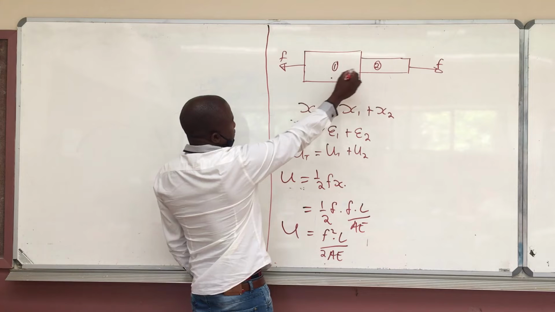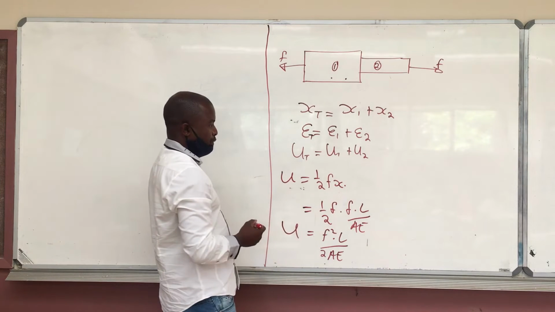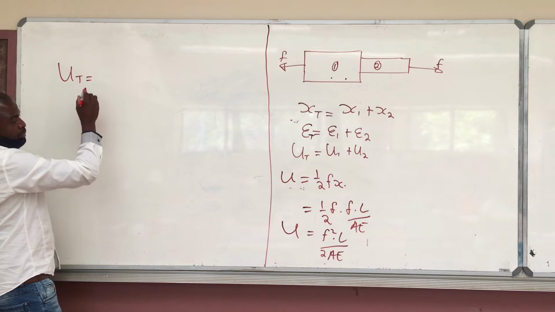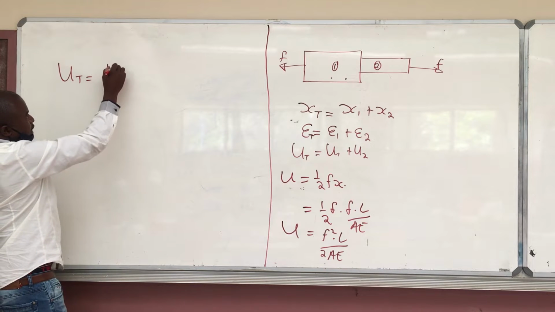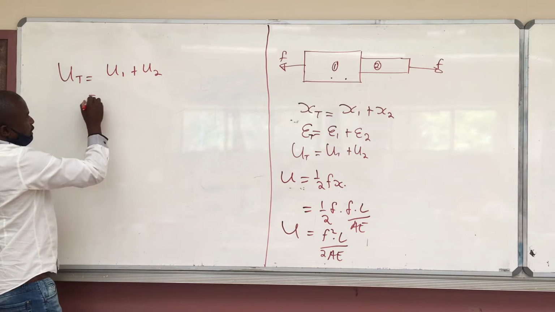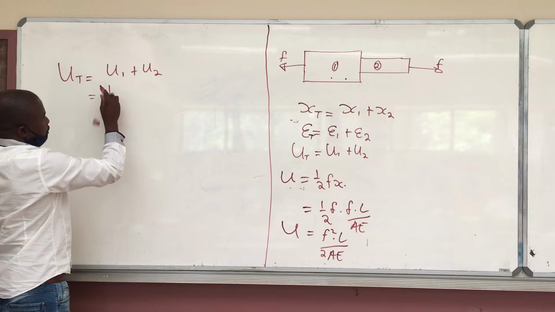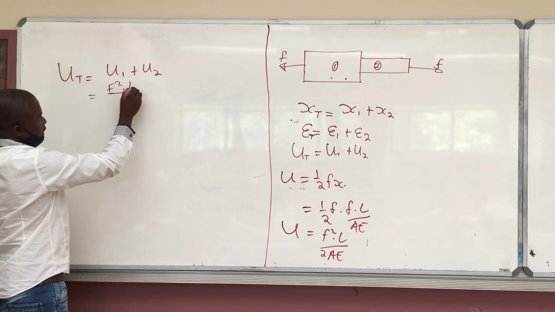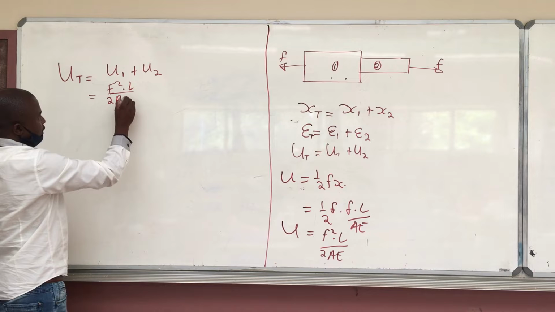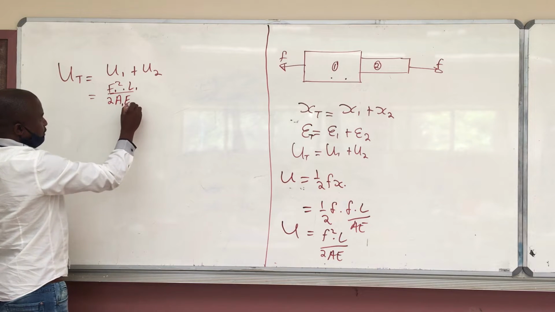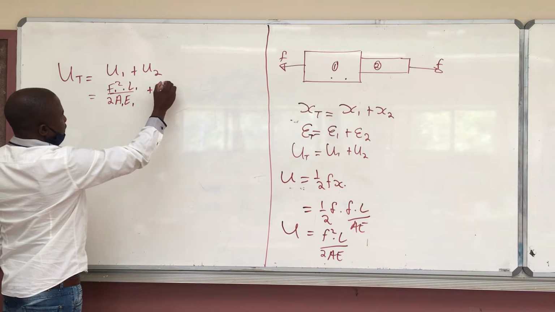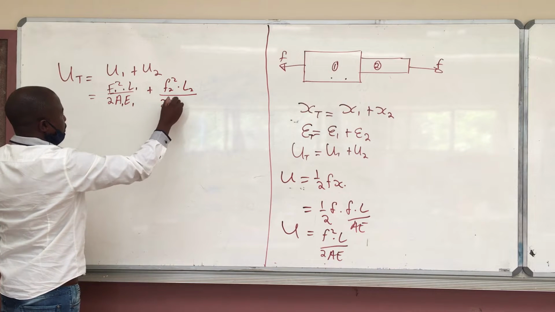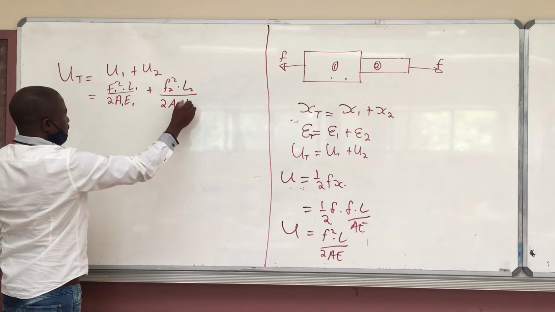So meaning the total strain energy for these two is equal to strain energy 1 plus strain energy 2, which will give us F1 squared times L1 over 2A1E1, plus F2 squared times L2 all over 2A2E2.